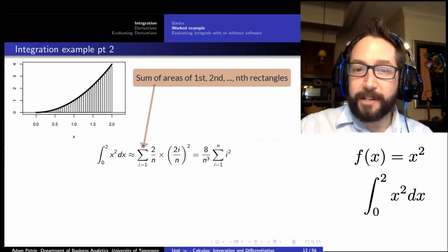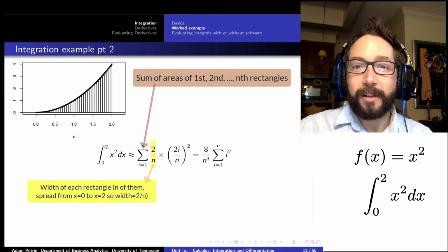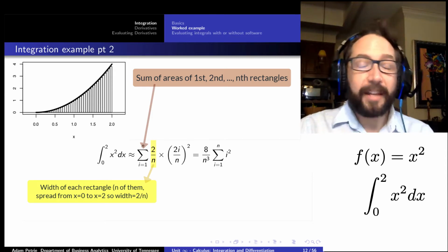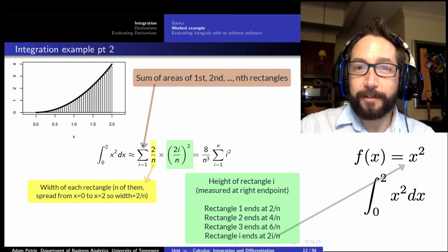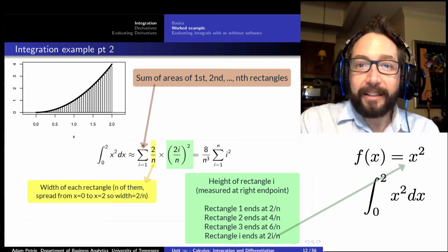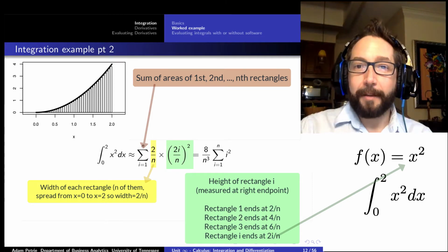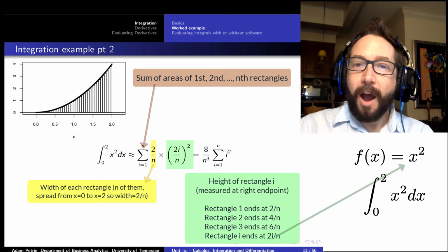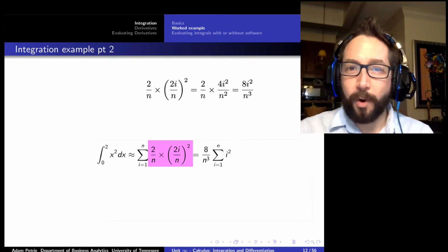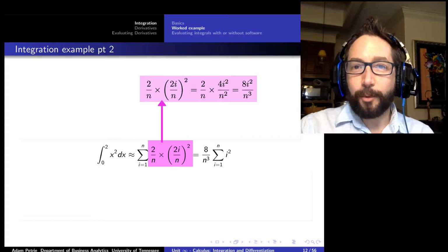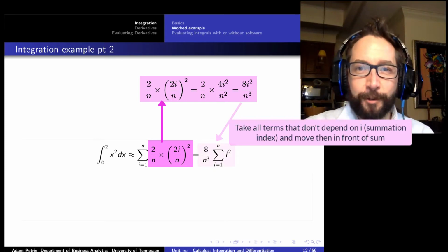Well, the width of each of those rectangles is 2 over n, and the height of the rectangle, well, I'm going to take that to be the height of the curve at the right-hand side of that rectangle. So that just means that for rectangle number i in this sequence, the height of the curve at the right-hand side is going to be 2 over n times i, squared. So I can approximate this area by just taking the sum from i equal to 1 to n of the quantity i squared, and then multiplying that by 8 over n cubed, dragging those constant terms out in front of the summation symbol.